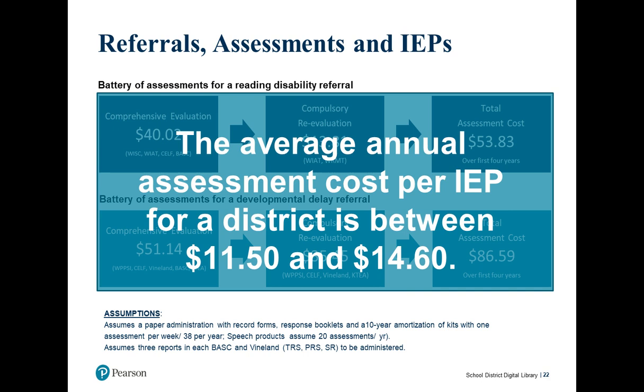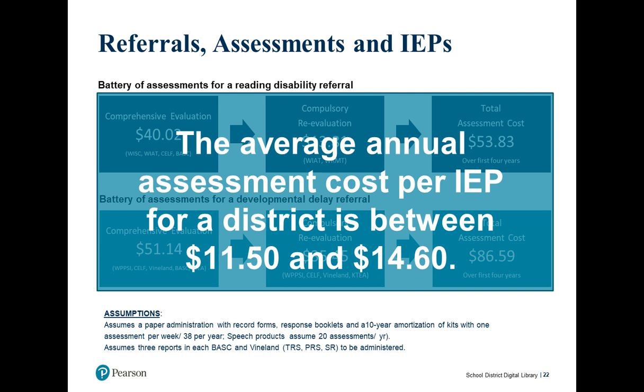So what we found is that the cost of materials, including record forms, response booklets, scoring, and the test kits amortized over the course of 10 years, which is generally how frequently test kits are revised, we found that the average annual assessment cost per IEP is generally between $11.50 and $14.60.